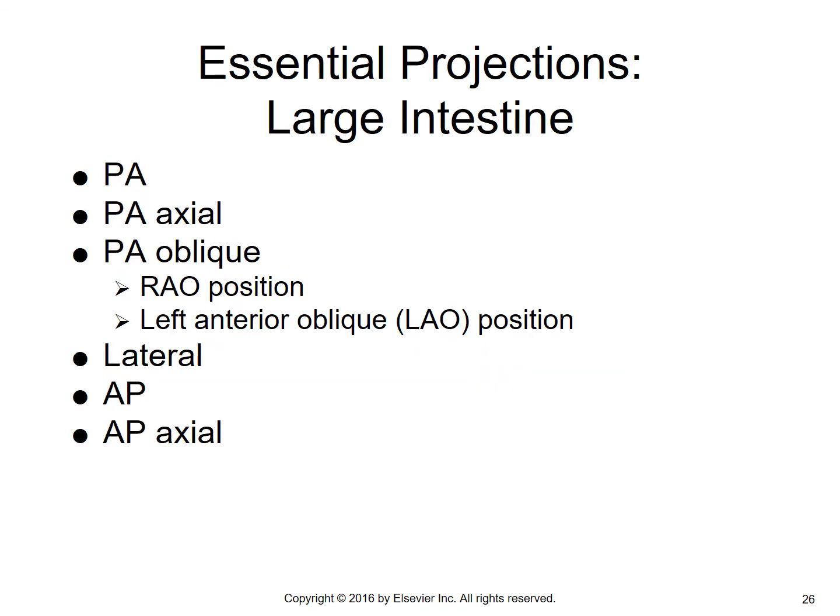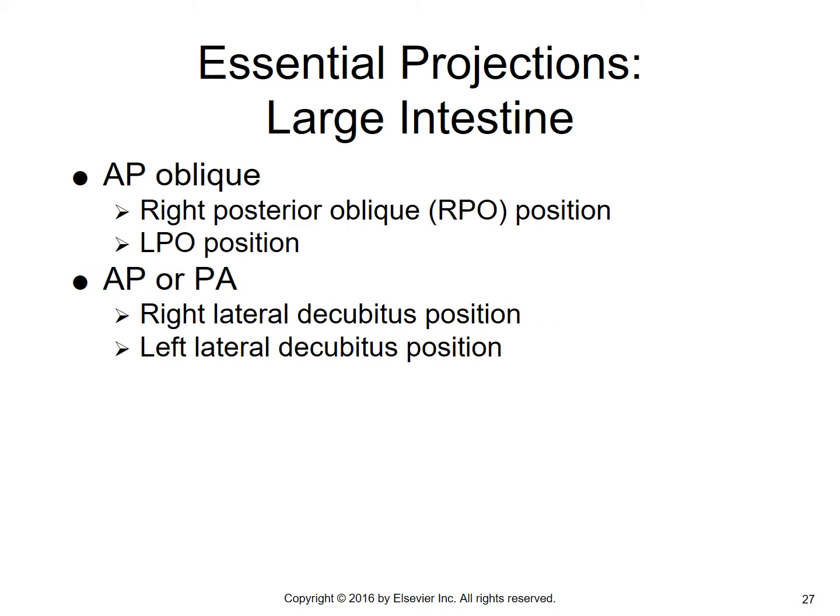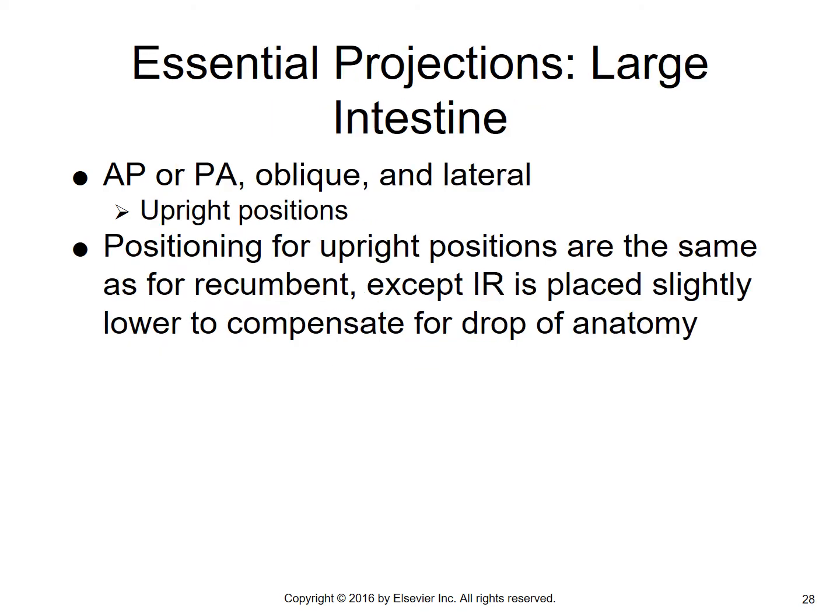And there are various projections that are taken: a PA axial, a PA oblique, which is RAO position and LAO position, lateral, AP, and AP axial. AP obliques could be done. This would be an RPO or LPO and an AP or PA with the patient in a right and a left lateral decubitus position. Essential projections for the large intestine: AP or PA, prone and lateral. There may be oblique positions, usually not.